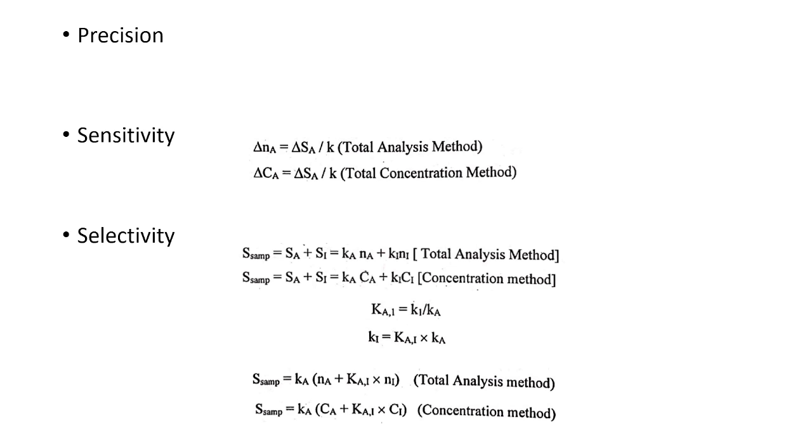So selectivity, in short, I can say that this Ki upon Ka value is very important. If it is a fraction, the method is very much selective. If the value is more than 1, then whether it is positive or negative doesn't matter. If the Ki upon Ka value is more than 1, then the method is not selective. So that is one thing we should take into account.